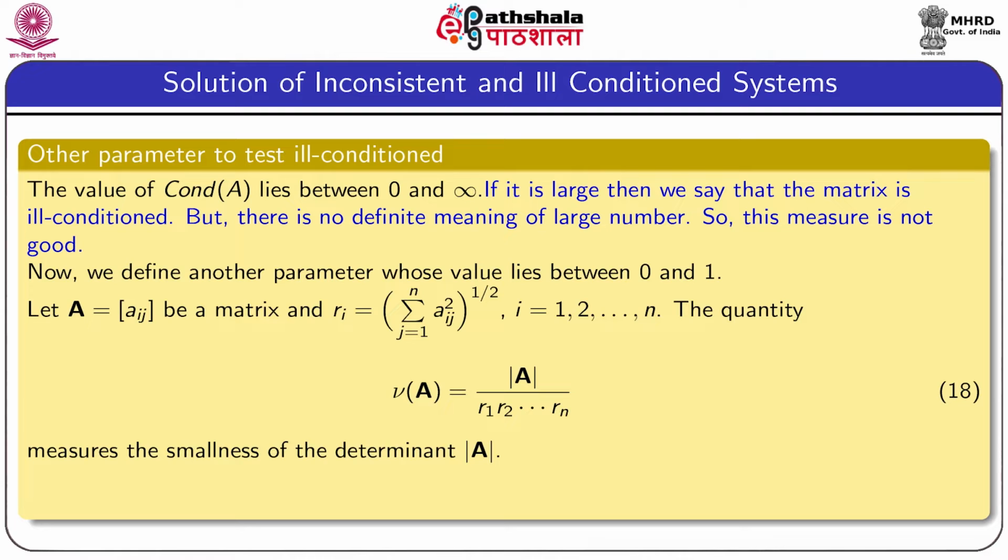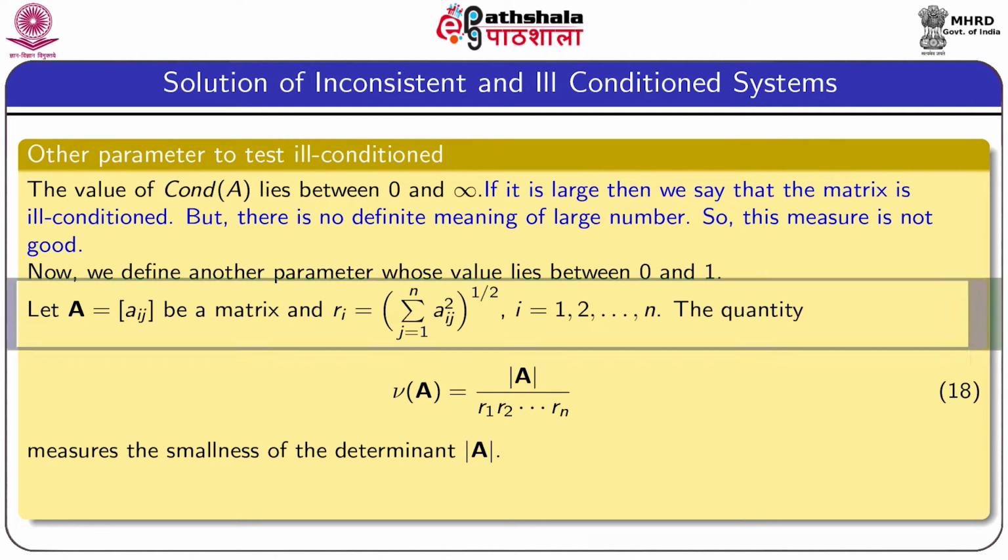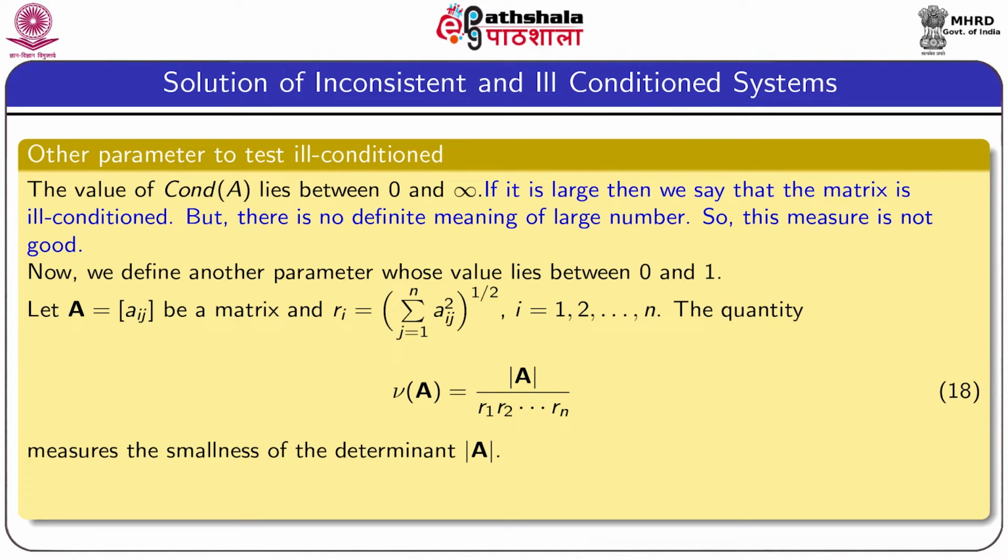Now we define another parameter whose value lies between 0 and 1. Let A be a matrix and we define a parameter Ri, which is equal to the square root of the sum of the squares of the elements of the ith row, and then we define the quantity nu A, which is equal to the determinant of the matrix A divided by R1 times R2 and so on up to Rn. This measures the smallness of the determinant of the matrix A.